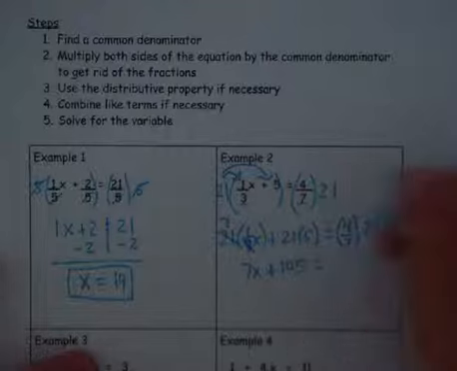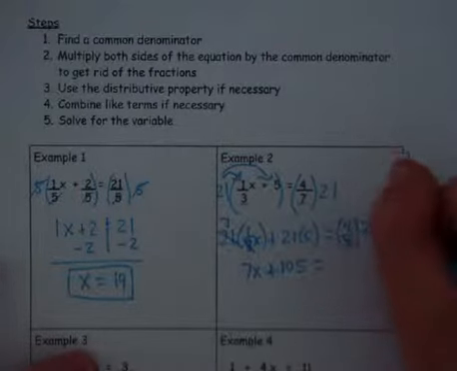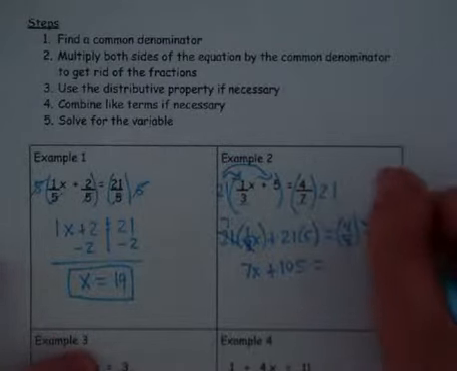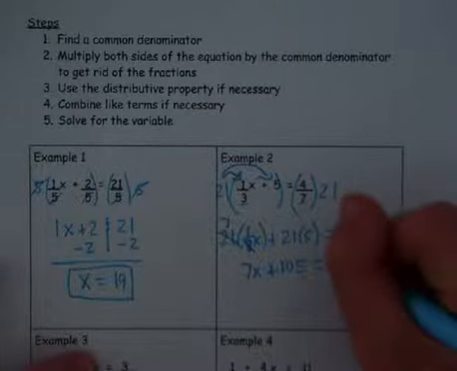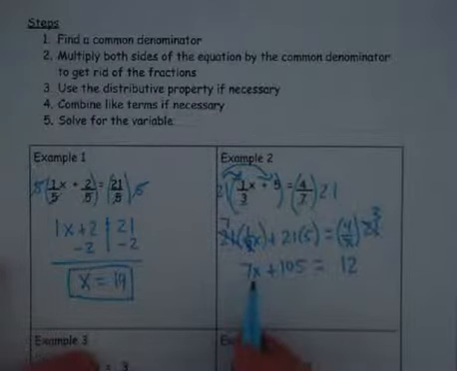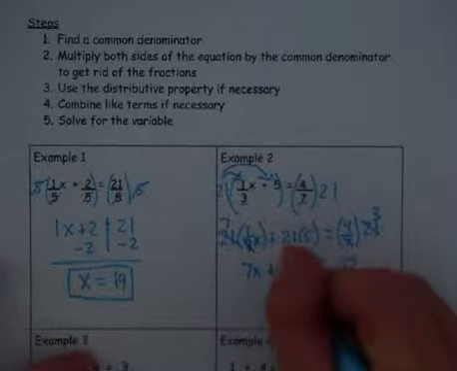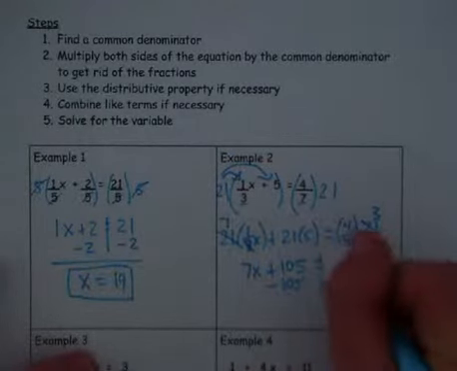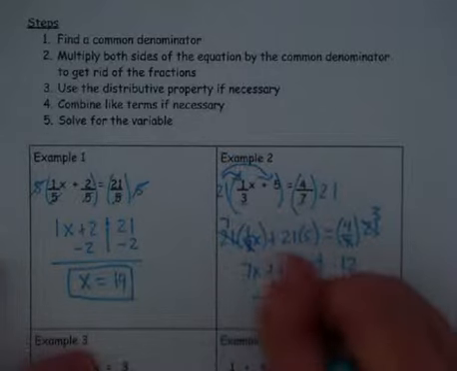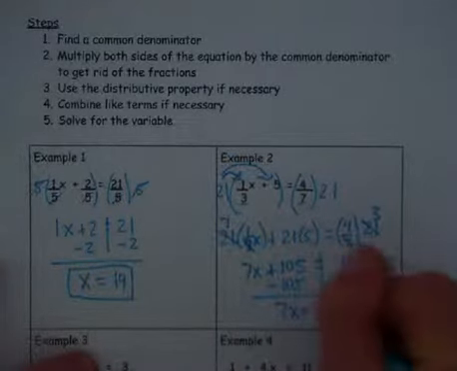Okay, over here, this 7 is going to be divided into 21, that's going to leave us 3. We've got 3 times 4. 3 times 4 is 12. Now we're just going to solve for x. 7x plus 105 equals 12. I'm going to subtract 105 from this side, but if I'm going to do that, I'm going to do it over here as well. That gives me 7x equals negative 93.